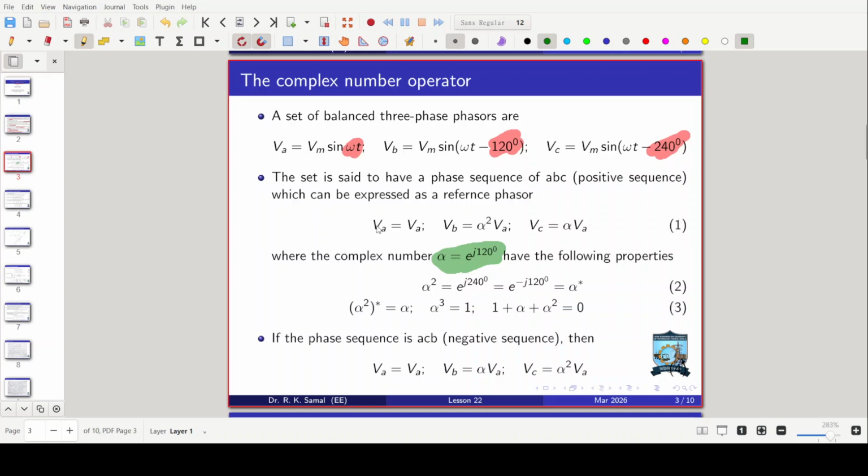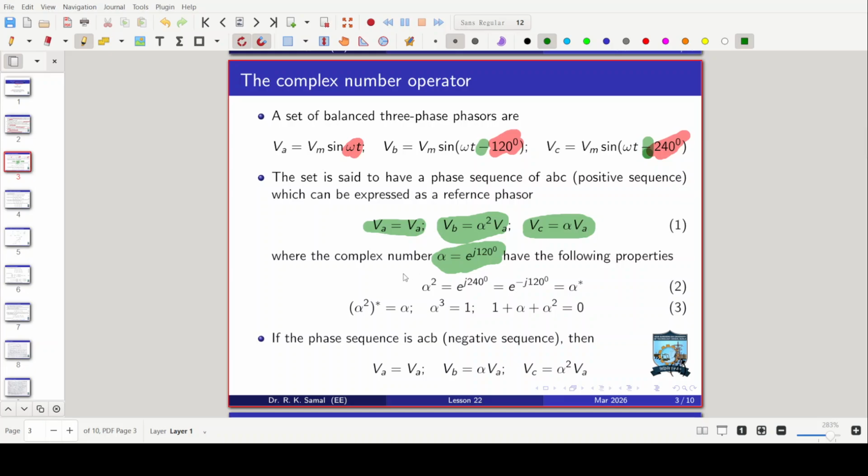So it means the voltage in phase A and voltage in phase B are shifted by alpha square, which is 240 degrees or minus 120 degrees. So alpha square means 240 degrees or minus 120 degrees, which is shown here. Okay. Similarly, Vc is equal to simply alpha into Va. It means that it is 120 degrees ahead or 240 degrees lagging.